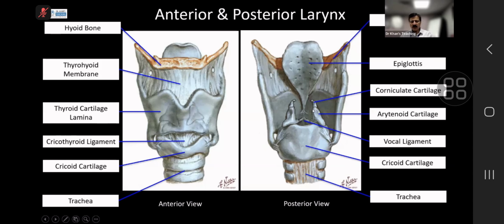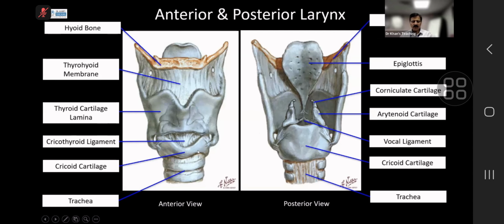Now posteriorly, this is the posterior view. This is the lamina. This is the lamina. So there are these superior cornu and inferior cornu. Now from the superior cornu, there is a membrane which is known as the thyrohyoid membrane, which arises. This is the thyrohyoid membrane, and this is the hyoid bone. The inferior cornu is attached with the cricoid cartilage.